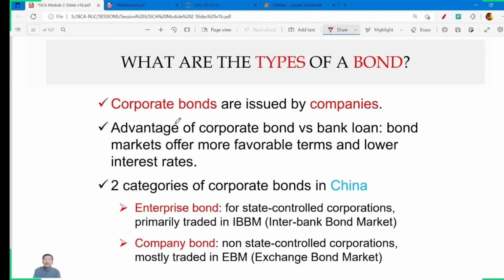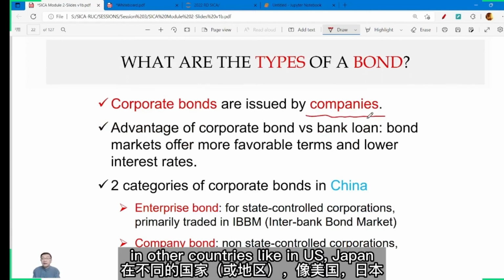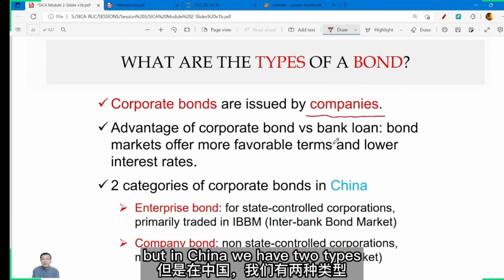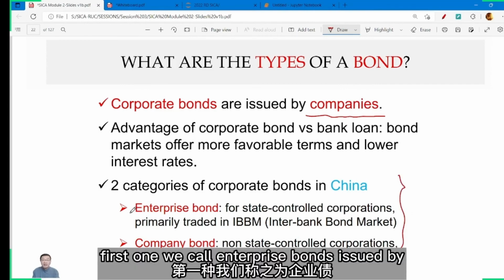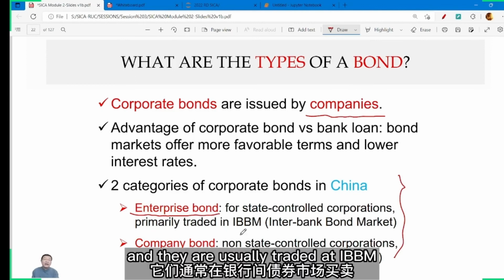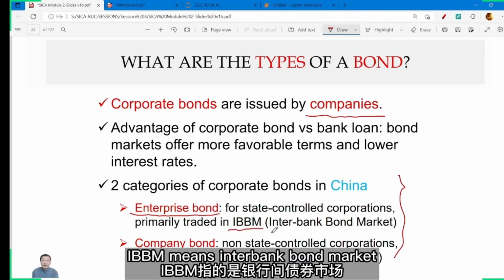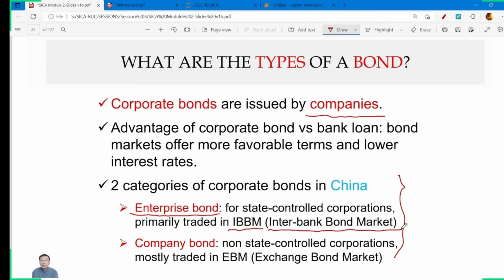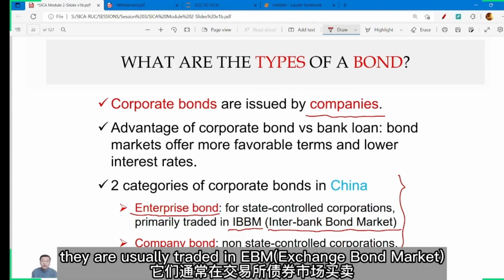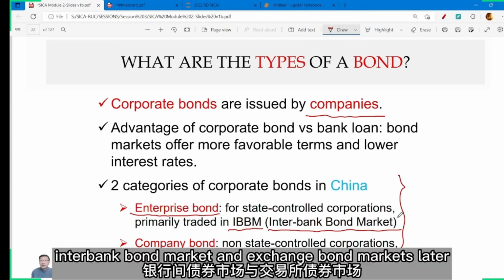Corporate bonds. For corporate bonds, in other countries like the US, Japan, Korea, Singapore, Hong Kong, there is only one type of corporate bond. But in China, we have two types. The first one we call enterprise bonds, issued by state-run companies, and they are usually traded in the IBBM. IBBM means interbank bond market. Another one is company bonds, commercial bonds. They are usually traded in the EBM, exchange bond markets. We will explain the interbank bond market and exchange bond markets later in this module.